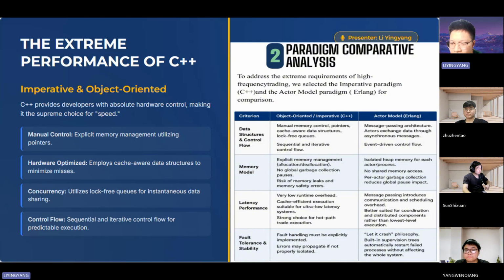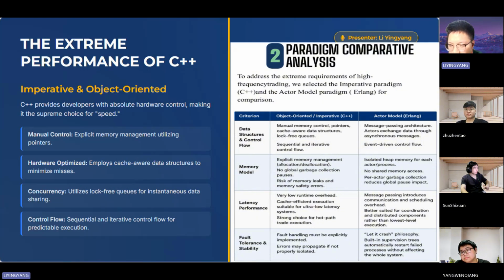Another important advantage is memory control. In C++, programmers can decide when to create memory and when to free memory. C++ doesn't depend on automatic garbage collection. This is useful because garbage collection may pause the program, and any pause can be dangerous in high-frequency trading. C++ can also use fast data structures such as cache-friendly structures and lock-free queues. They can reduce waiting times and help data move faster inside the system.